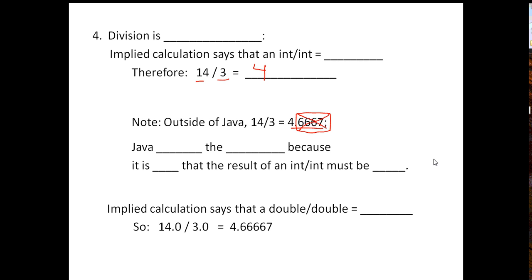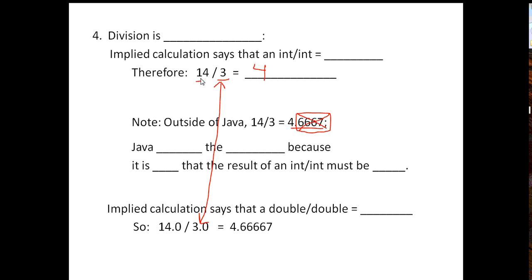Now, if you go on, implied calculation says that a double divided by a double has to be a double. So if you have a decimal divided by a decimal, the answer has to be a decimal. It can't be like a 3 or a 7. And so we can't write 14 divided by 3. We have to have 14.0, which is a double, a decimal, divided by 3.0. You notice that these have the same values.